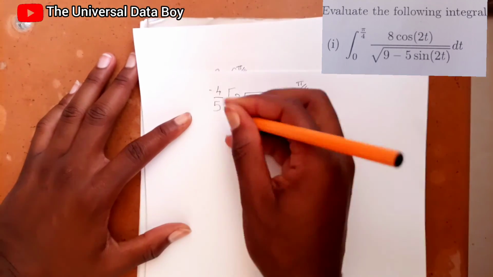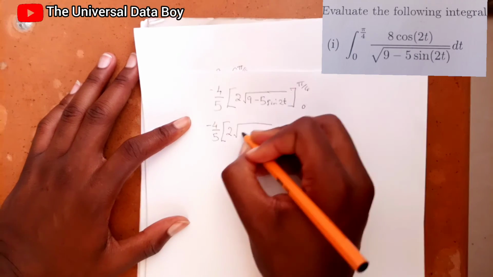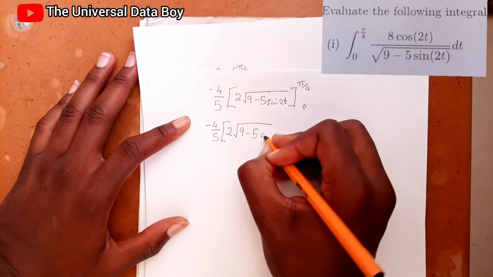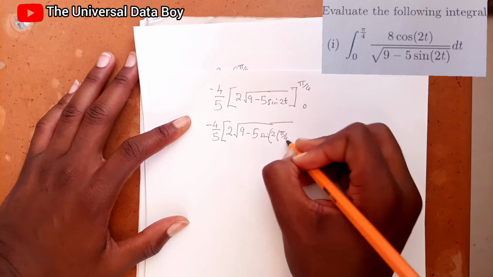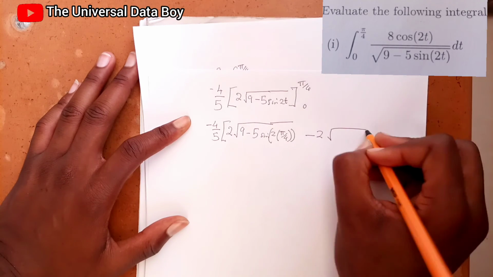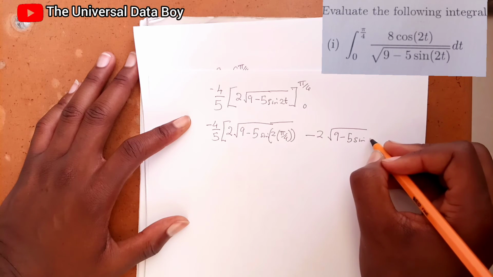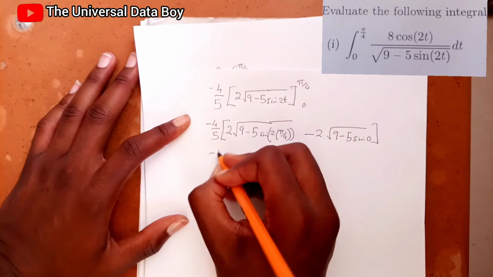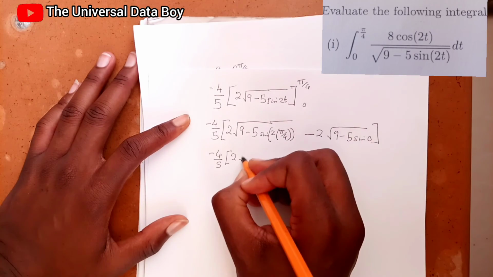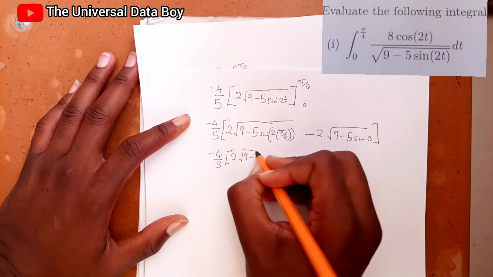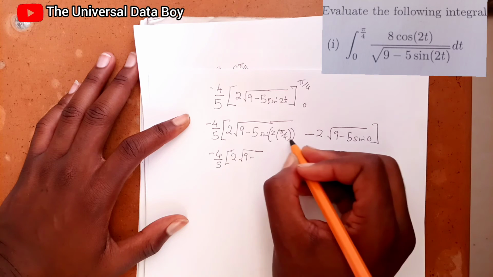So then we're going to have this one as negative 4 over 5 times the square root of 9 minus 5 sine 2 times t, where t is pi over 4, minus, in the other one, the square root of 9 minus 5 sine 2 times 0, which is just 0. So negative 4 over 5, here we are going to have the square root of 9 minus 5 sine of these 2 and these 4. They are going to cancel out, so we're going to have pi over 2.